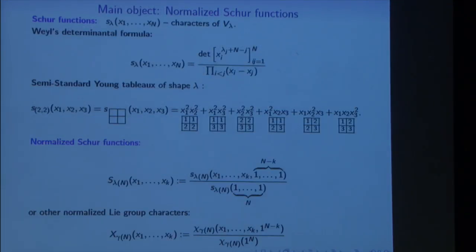So a little bit about how the proofs go. These are our Schur functions. They are generating functions for the semi-standard Young tableaux, but they are also characters. They have these determinantal formulas. And we take these normalized Schur functions. When you would ask why normalized, well, it is like a partition function of a model. This is really what it is going to be.